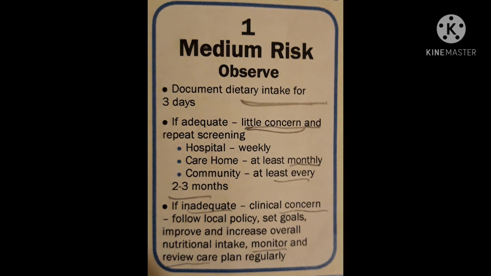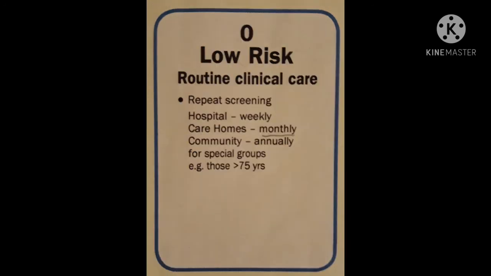Okay, and we will move on to the next one, which is score 0, low risk. In the low risk, if the patient got a score of 0, you don't need to worry, but you can repeat the screening if they're in the hospital every week, if they're in the care homes monthly, if they're in the community setting annually. And for special groups, for example patients who are more than 75 years old, you can do the screening annually.